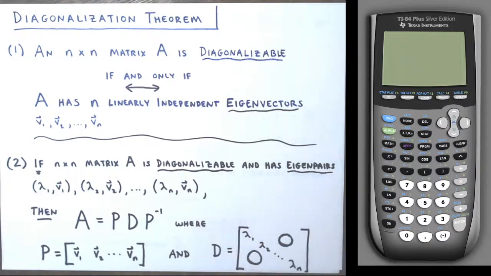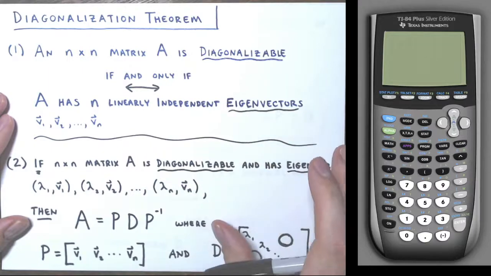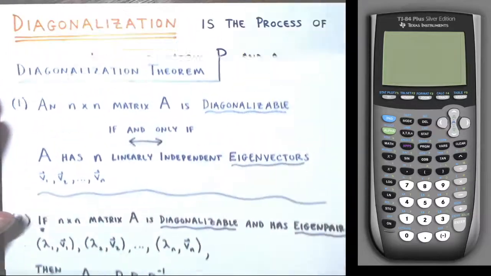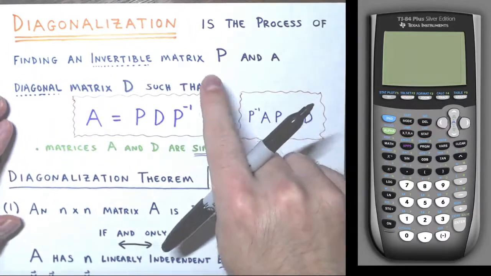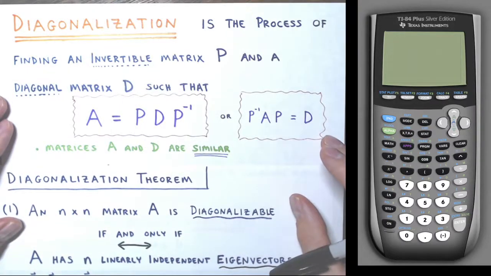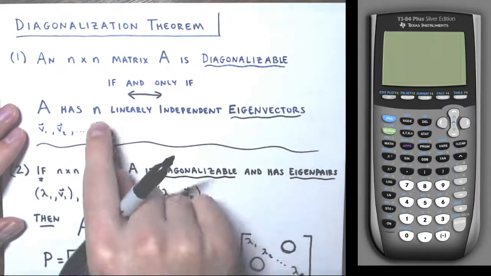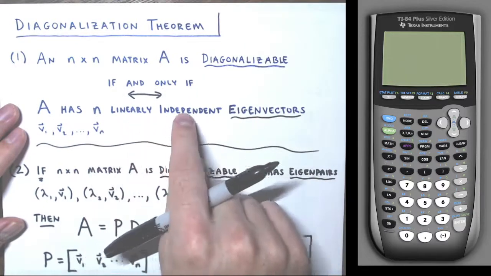If not, please go and find other videos, either of mine or someone else's, or read something in a book about what an eigenvector of a matrix is. Okay, so there's the answer to the question: when can I do this? When can I diagonalize a matrix? The answer is when that matrix has n linearly independent eigenvectors.